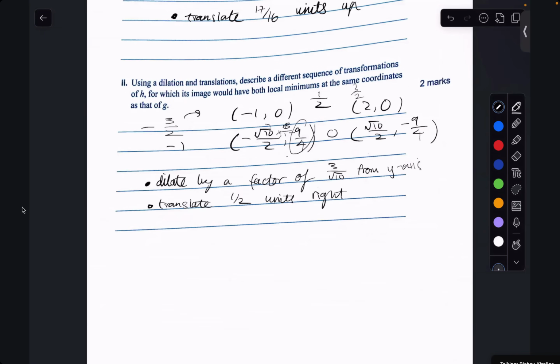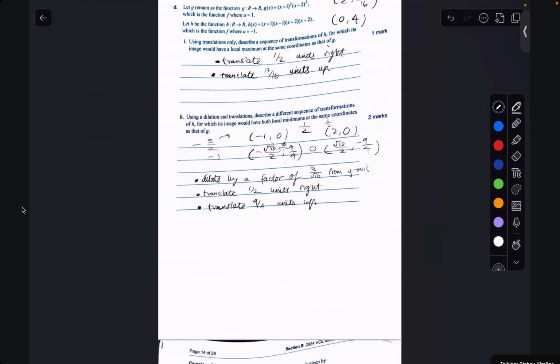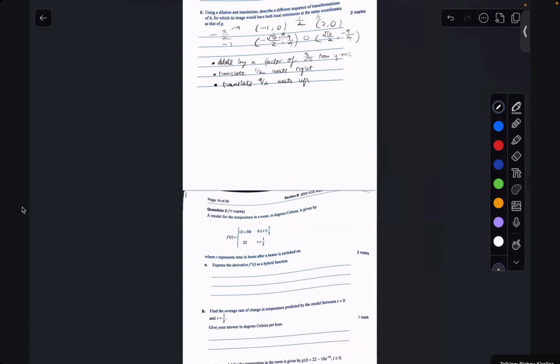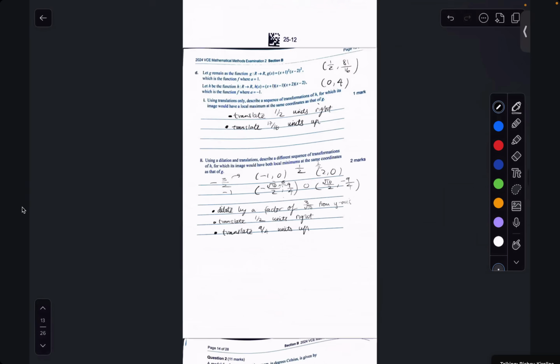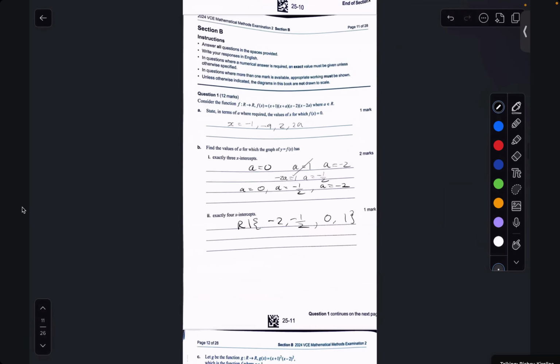And then this negative 9 over 4, we'll just need to move it up. So translate 9 over 4 units up. That's pretty hard. That is pretty hard. Okay. That's it for that question. That was pretty long for question 1. How many marks is that? 12. Okay.